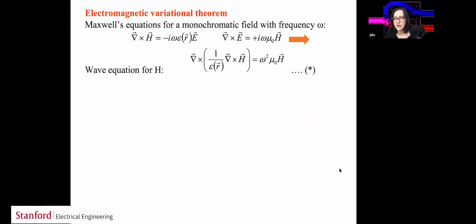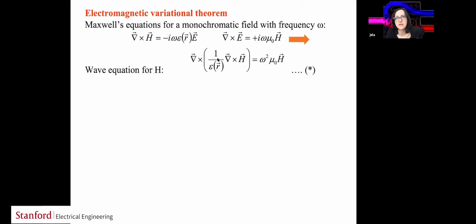Okay, so let's now go into electromagnetic variational theory. We will introduce it here, following initially at least the discussion from Photonic Crystals by Joannopoulos and Johnson. It's actually very simple. We just start from Maxwell's equations, right?